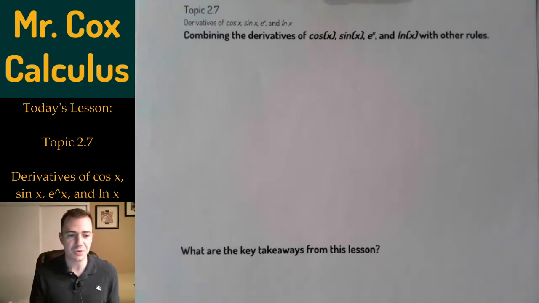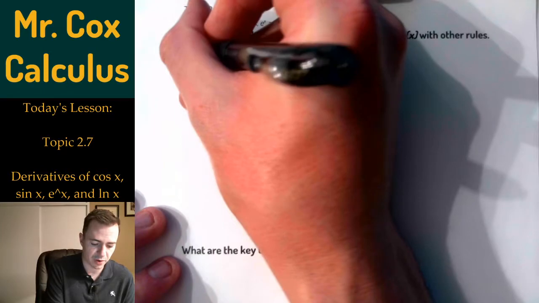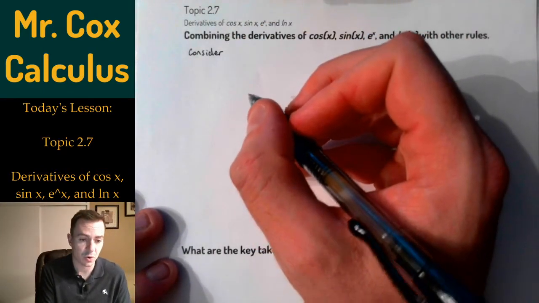So we can use those rules or those statements and we can combine them with the other things we've learned, and we can build all kinds of fascinating functions and take their derivatives quickly using the derivative rules we've learned over the last 2 or 3 lessons here.